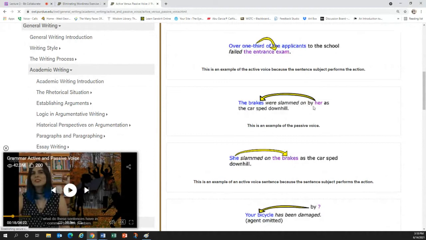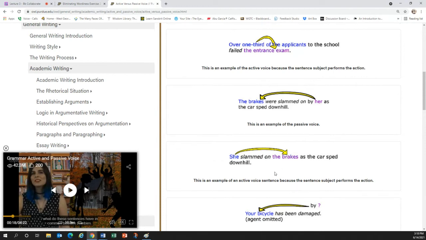The brakes were slammed on by her as the car sped downhill. The brakes were slammed on by her. Wow, you see passive voice, like that doesn't sound right. That doesn't sound good. What sounds good? She slammed on the brakes as the car sped downhill. Again, the subject, she, performing the action, slamming on the brakes, right?